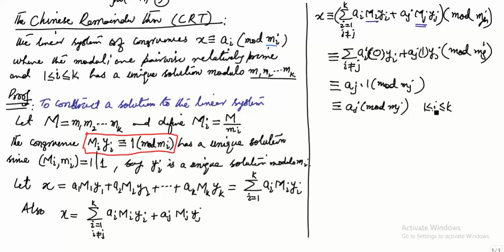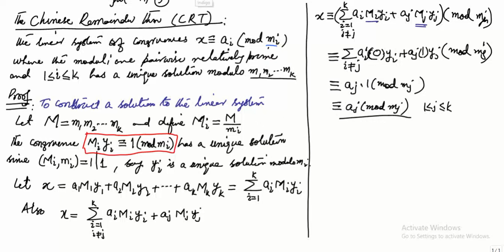So it means every congruence system of this type, where the pairwise GCD of all moduli is 1, or they are relatively prime pairwise, has a solution. So this is the solution.